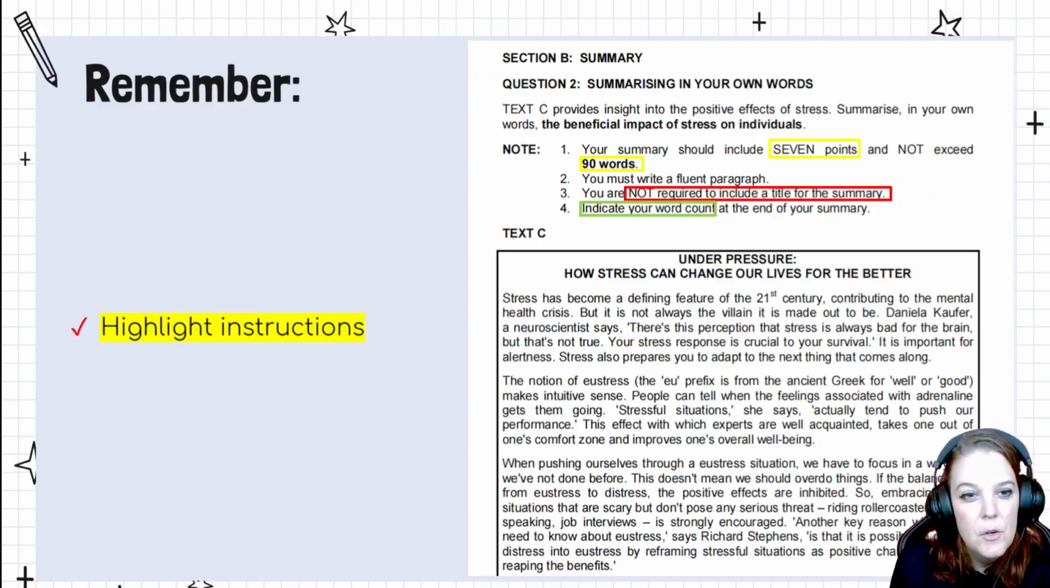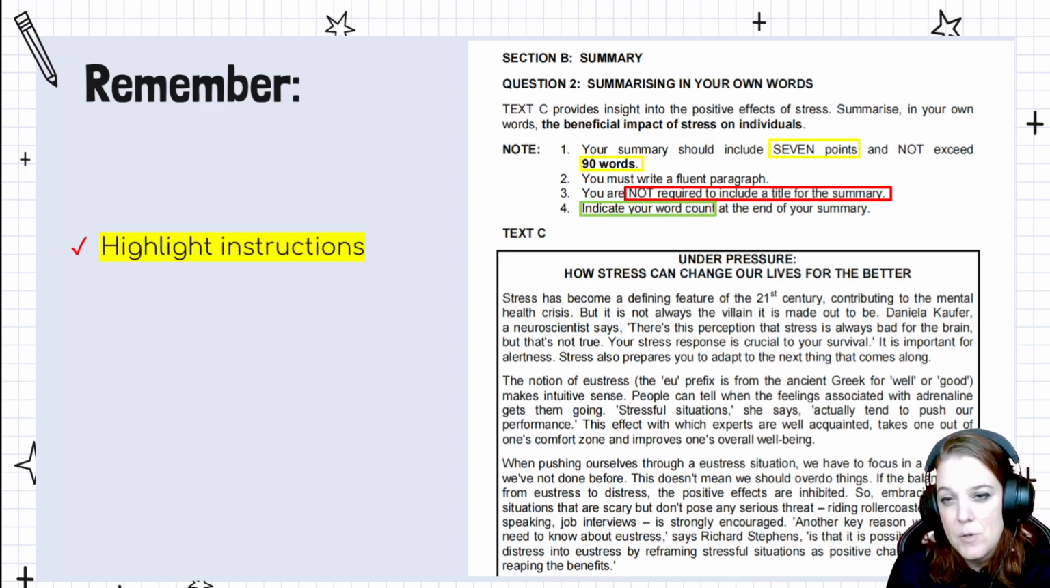Okay, so first things first, we need to highlight the instructions and read through them very carefully. So here it says, your summary should include 7 points and not exceed 90 words. This is something to be careful of. Don't just write 90 words at the bottom there. The markers will check your wording and they will count the words. So don't just put 90 words there. They will see how many there are. Don't go over 90 words.